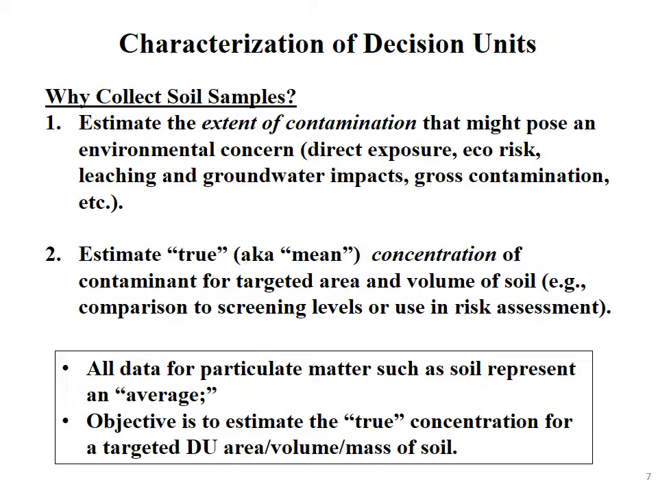And the second reason that we do site investigation, aside from determining the extent of contamination, is to estimate the true, or what you can also think of as the mean, concentration of a contaminant for a targeted area and volume of soil for inclusion in a risk assessment or for comparison to screening levels, as we just discussed in the previous slides. So again, remember, all data for particulate matter like soil represent an average. So when we say mean concentration for a targeted area of soil, what we really mean is the true concentration. Mean is just an artifact of how we were collecting samples in the past using discrete sample data. And the objective is always to estimate the true concentration of contaminant in soil.